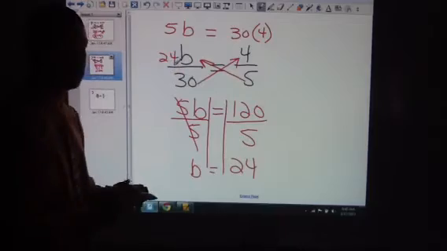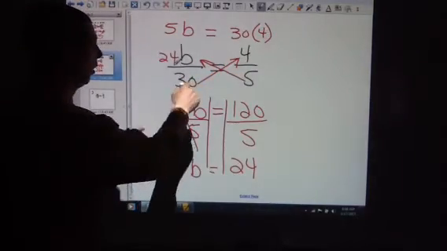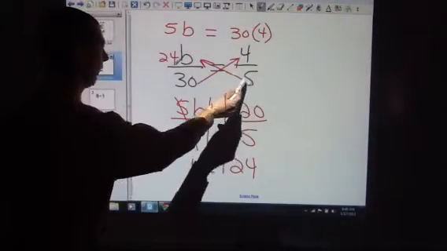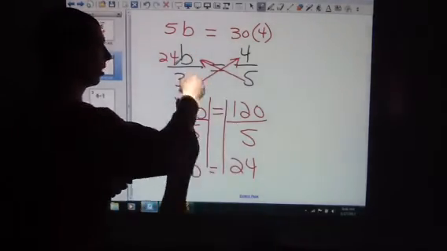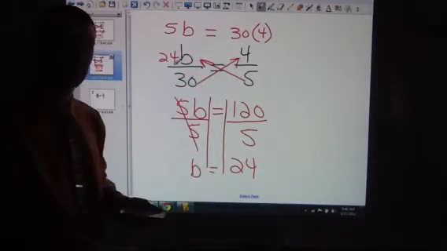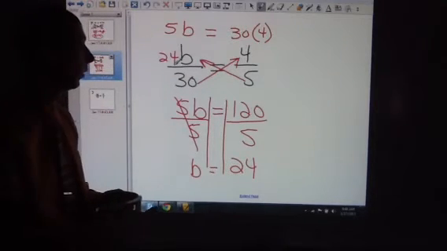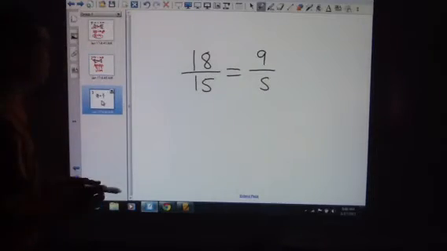Now, students can check their work by cross multiplying to make sure they get the same amount. 30 times 4 we already determined was 120. 5 times 24 is also 120. When you cross multiply, if you have equal fractions, you will have equal values when you cross multiply. Okay, here's another one.